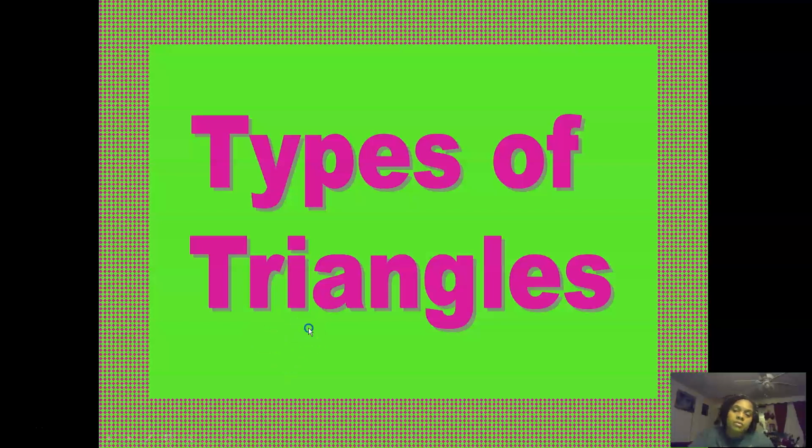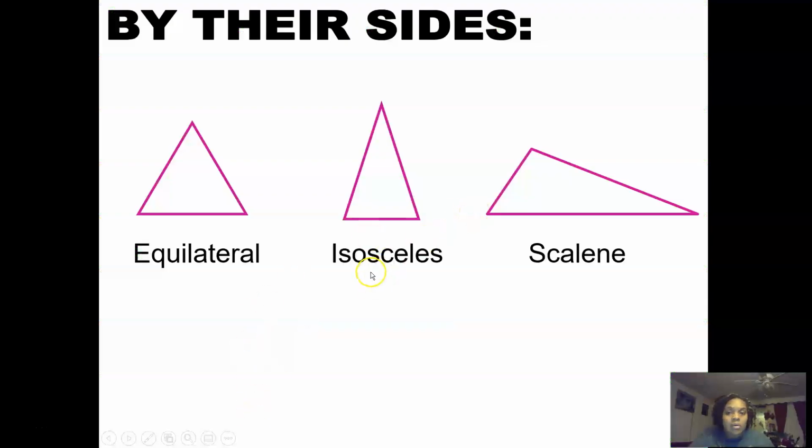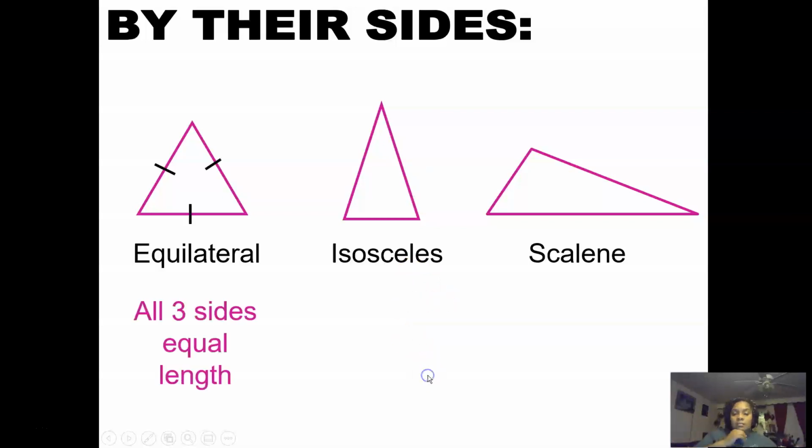Types of triangles. We have an equilateral, an isosceles, and a scalene. In an equilateral, all the sides are equal. In an isosceles, two of the sides are equal and one is unequal. In the scalene, none of the sides are equal at all. It's just a funny looking triangle with funny looking sides.